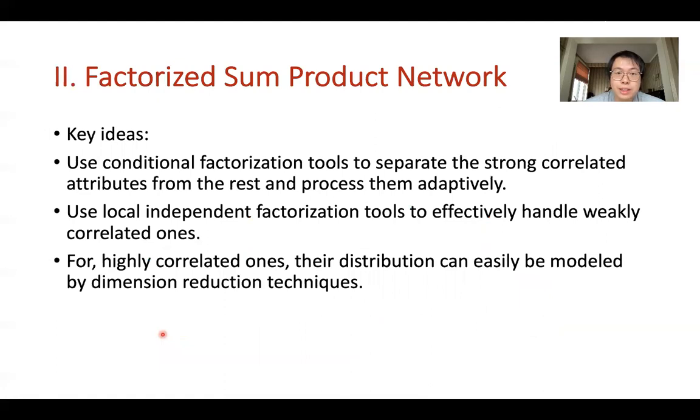Therefore, we propose our factorized sum product network as a new probabilistic graphical model to build model distributions. The key idea of FSPN is to use conditional factorization tools to first separate the strongly correlated attributes from the rest, the weakly correlated attributes. And for weakly correlated attributes, local independence is likely to exist. So we use the local independent factorization tool, namely SPN. And for highly correlated ones, their distribution can be easily modeled together, since we can use dimension reduction techniques like PCA or piecewise regression to reduce the model storage.